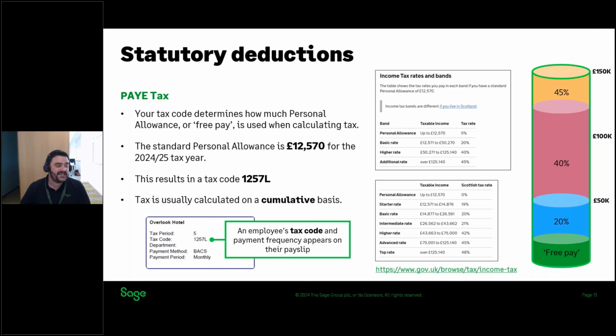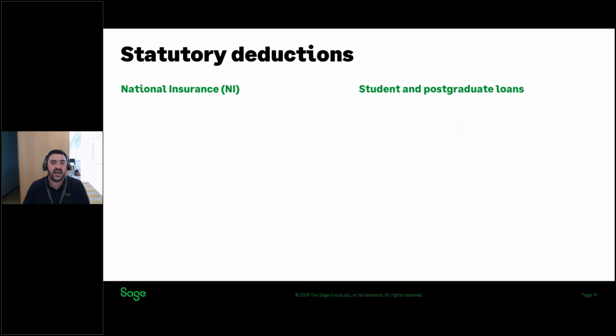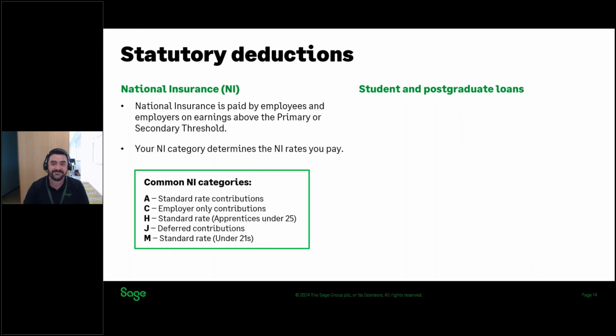So PAYE tax is one of those statutory deductions. The other ones I'm going to mention are national insurance and student loans. So national insurance is something paid by both employees and employers, and it is payable on earnings above the primary threshold for employees and the secondary threshold for employers.